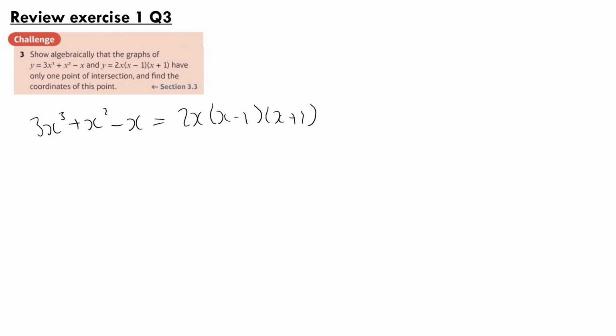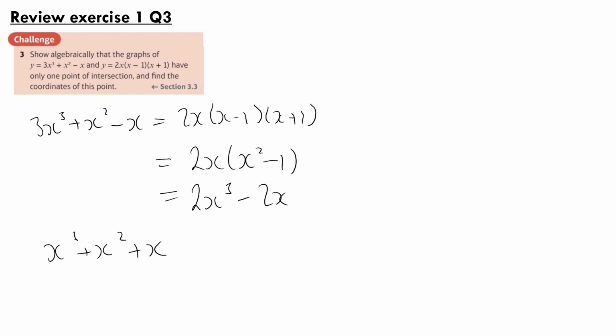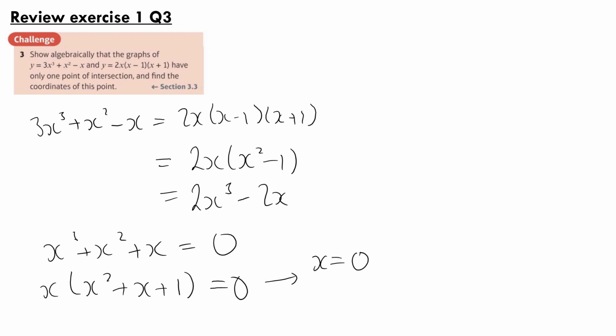And we can expand brackets on the right hand side to get 2x times (x squared minus 1) using difference of two squares. And that is 2x cubed minus 2x. And taking those terms onto the left hand side, we get x cubed plus x squared plus x equals 0. And factorizing this, we get x(x squared plus x plus 1) equals 0. So we have one point of intersection here, which is x equals 0.